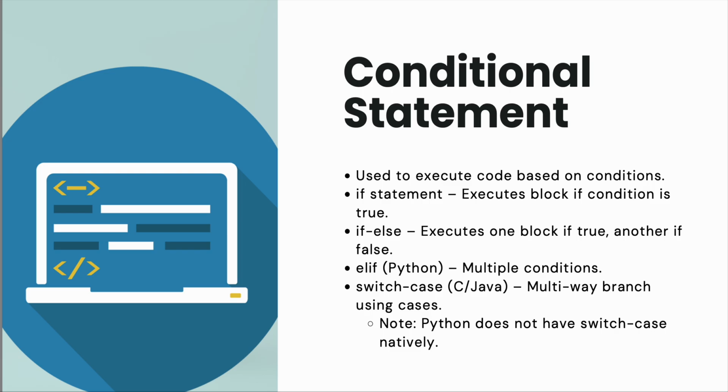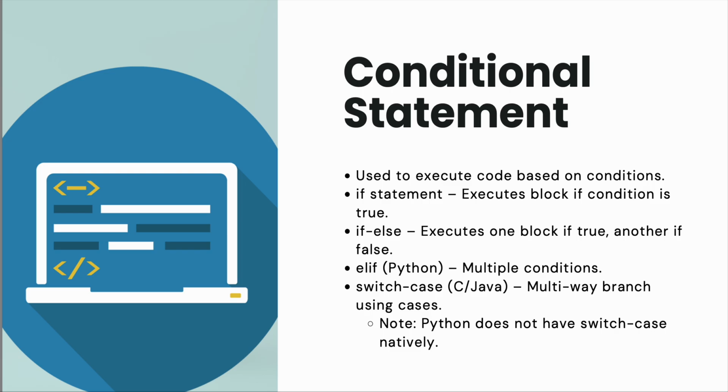For example, let's think of a traffic signal system. If the signal is red, then stop. If the signal is green, then go. If the signal is yellow, then slow down. Then there are three different conditions: red, green, and yellow. And the person and the car, or all the vehicles, should follow that rule. So that is the conditional statement. It is based on all the conditions.